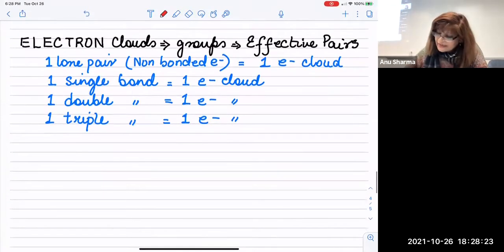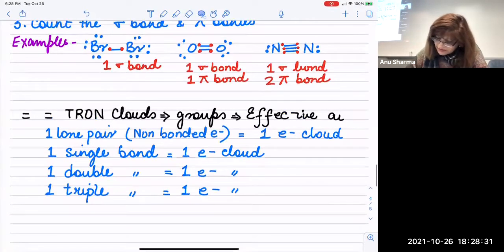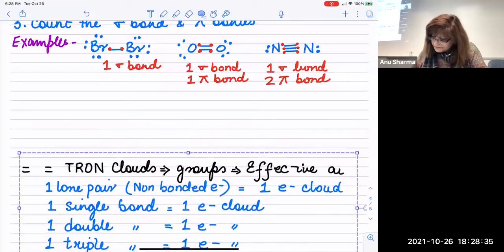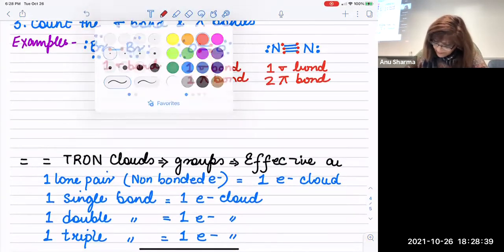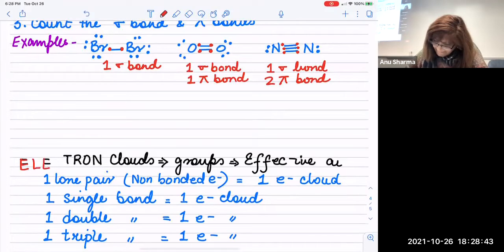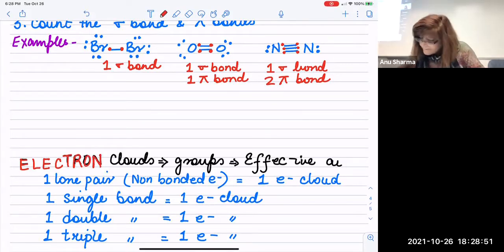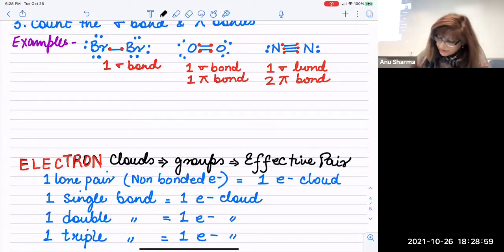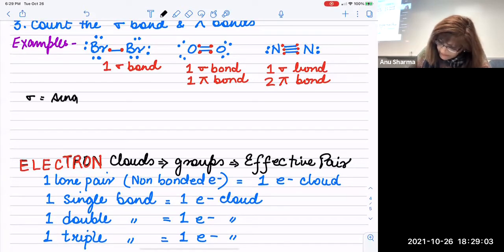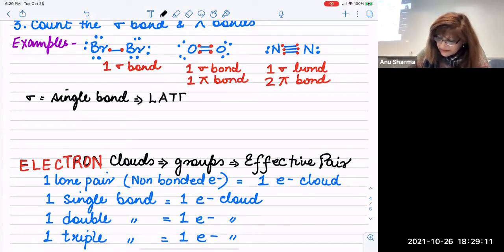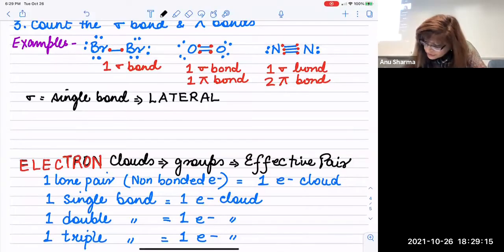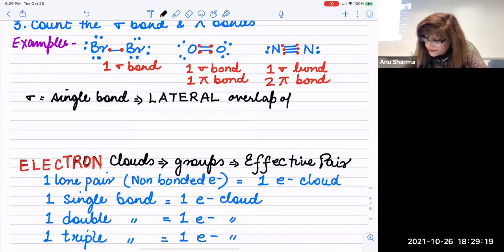So what exactly is sigma and what exactly is pi? Okay, what is a sigma bond? A sigma bond is a single bond, and the single bond is formed by the lateral overlap of orbitals. Lateral means flat. So lateral overlap of orbitals.